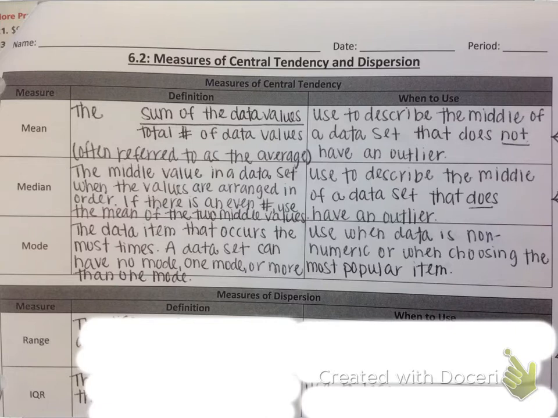So mean is the sum of the data values divided by the total number of data values. Another word for that is what? Average. It is better to use mean to describe the middle of a data set that does not have an outlier. And we'll talk about why in just a second.